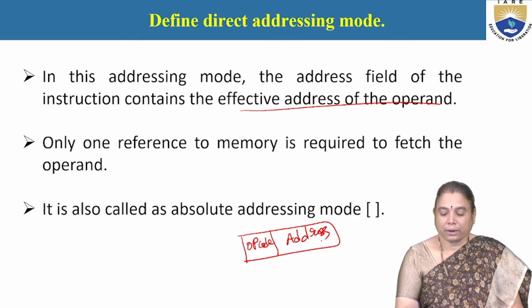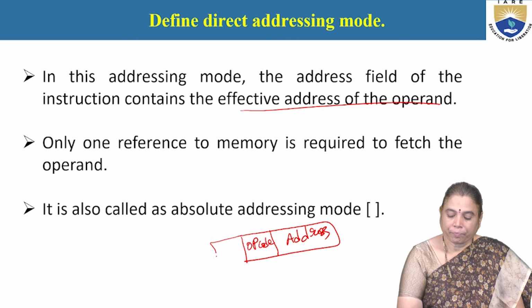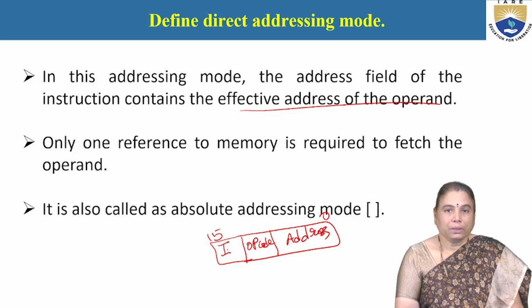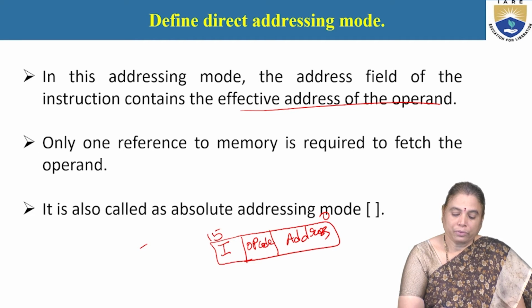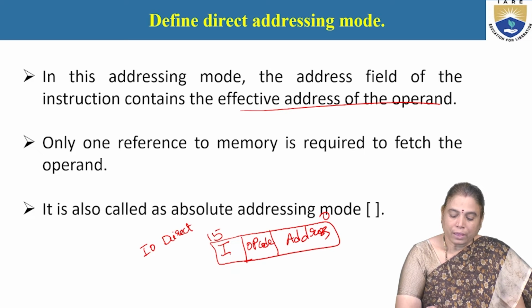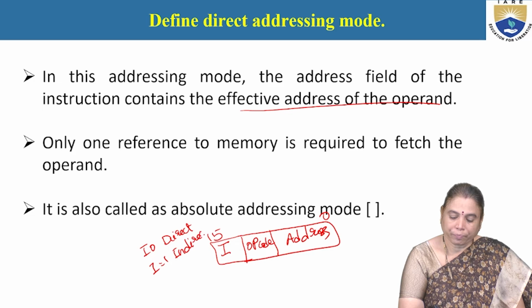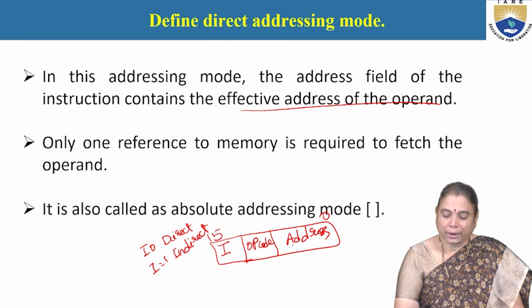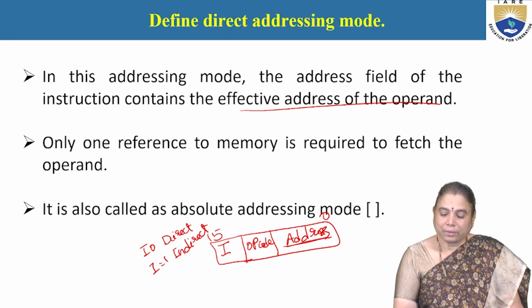Generally in a 16-bit register, bits 0 to 15 are there. The 15th bit is used to specify whether it is a direct addressing mode or an indirect addressing mode. This mode can be represented with the I value. If the I value is 0, then it is a direct addressing mode. If the I value is equal to 1, then it is an indirect addressing mode. In case of direct addressing mode, the effective address of the operand is specified at this address.